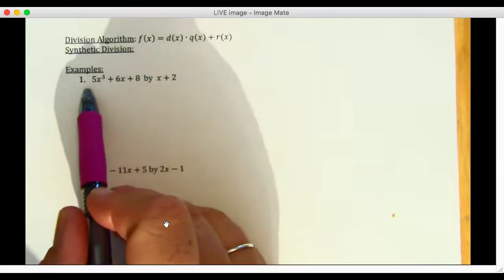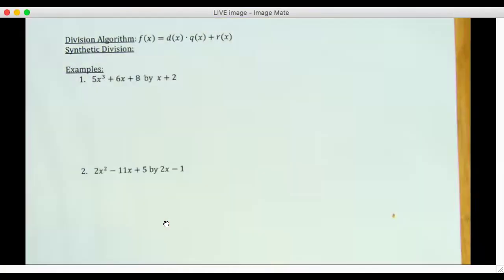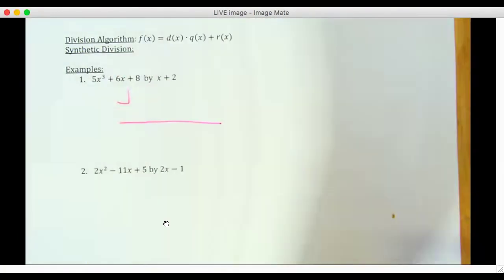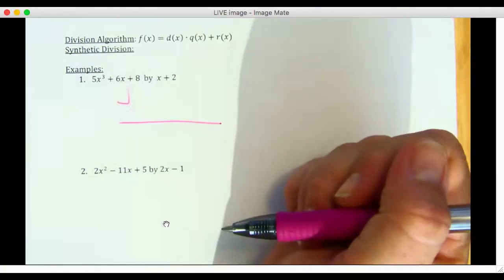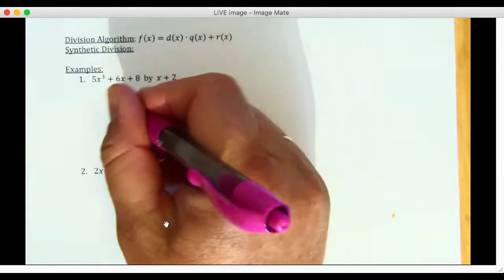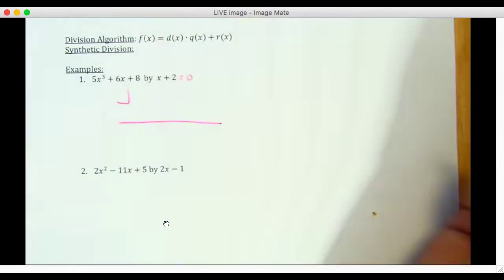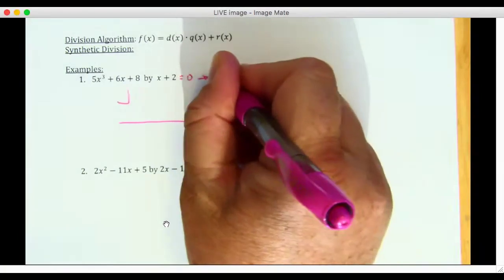But we have here 5x cubed plus 6x plus 8 divided by x plus 2. In synthetic division, we will still have a little box, just a little bit different, and then a line down here. And this is still kind of going in that little box off to the front. And the way we figure out what's going in that box is we're setting that equal to 0 and solving. So x plus 2 set equal to 0, then x equals negative 2.